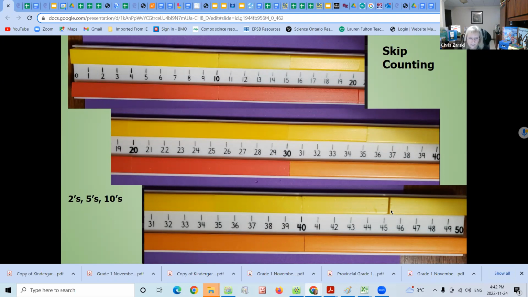But it gets even better. They could say, well, I could go by 2s. Okay, well, show me. If you have enough 2 reds to go, they're going to need a lot of them to get to 50. Great. So this is the visual where I can skip count at the same time.